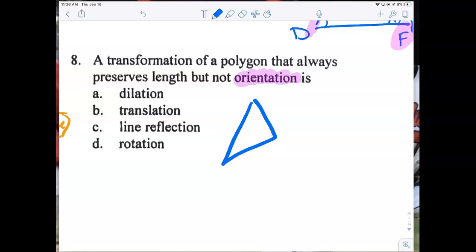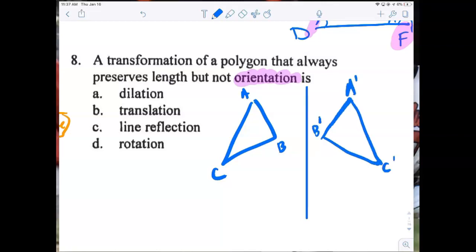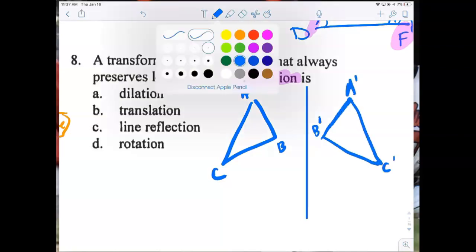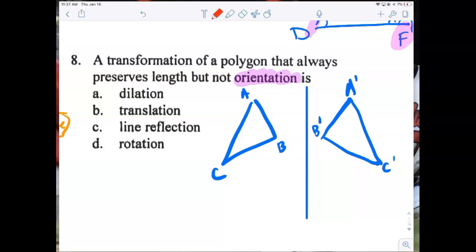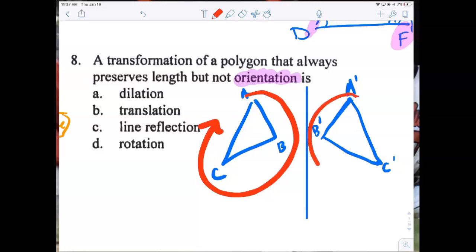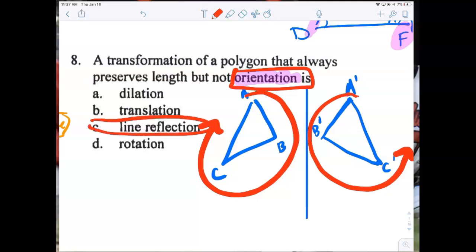So if I had, for example, ABC, and I reflected it, so I had A prime, B prime, C prime, if I was to check the orientation of A, B, C, it would be clockwise. But after any sort of reflection, if I go A prime, B prime, C prime, I'm now going counterclockwise. So that is a change in orientation, the way you name the points around in a circular fashion. So reflection is the only thing that has orientation changed.